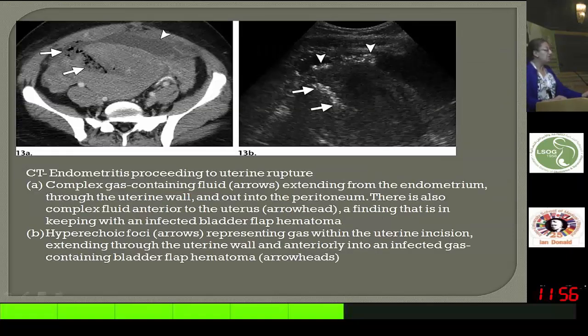This is gas, so it's an infection with a communication between the uterus, and this communication goes all the way to the abdominal wall. So it's an infected pyometritis with the infection very low, going all the way to the abdominal wall. This is a similar image with a high amount of gas in the infected uterus. Sometimes these cases will end up in hysterectomies.